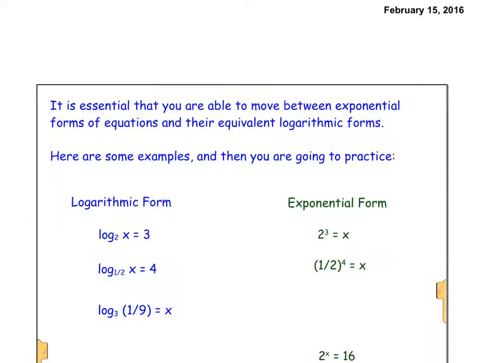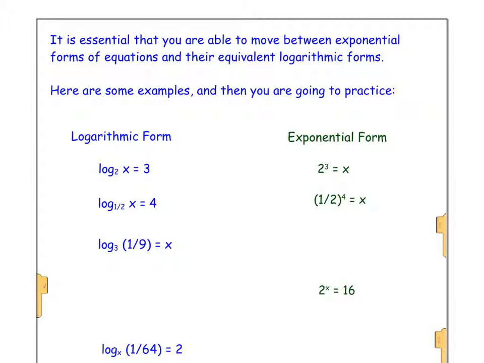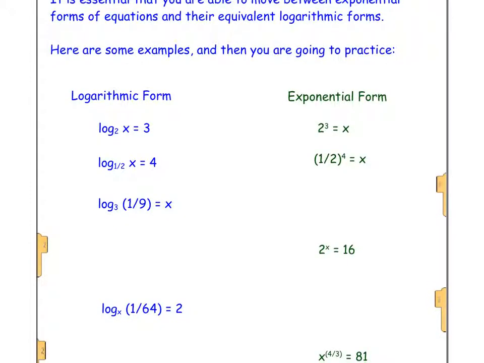It is essential that you are able to move between exponential forms of equations and their equivalent log forms. Here are some examples, and then you're going to practice. Well, simply put, guys, we need to be able to go from log to exponential. So here's some brief examples. The first one is log base 2 of x equals 3. Well, if you implement your log loop, you get 2 to the third power. 2 to the third equals x. Therefore, x equals 8. All right. Same drill. 1/2 is your base, so 1/2 to the fourth power is equal to x.